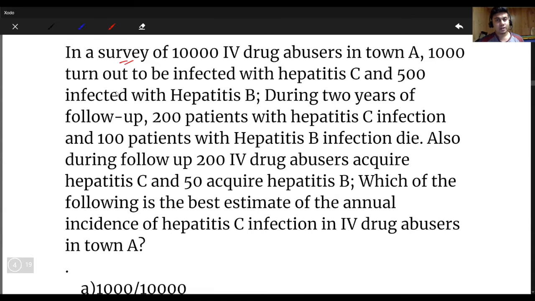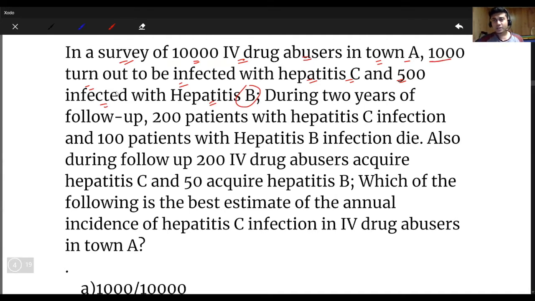Now, in a survey of 10,000 IV drug abusers in town A, 1,000 turned out to be infected with hepatitis C and 500 infected with hepatitis B. All right. So 10,000 drug abusers in town A. These people, all of them are what? They are a risky population. These are people at risk, right?